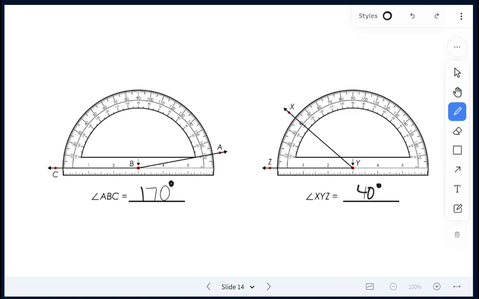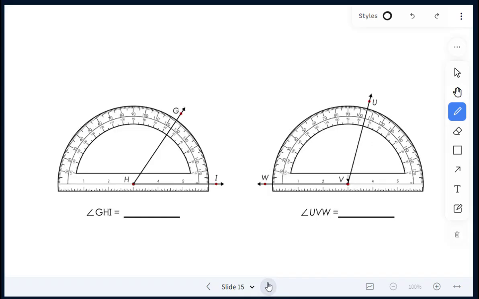All right, next two examples we just finished. Angle ABC is 170 degrees. Again, we use the outer edge. Here, angle XYZ, it is 40 degrees. Again, we're using the outer edge, because we lined it up on the left-hand side, so we would use the outer edge.